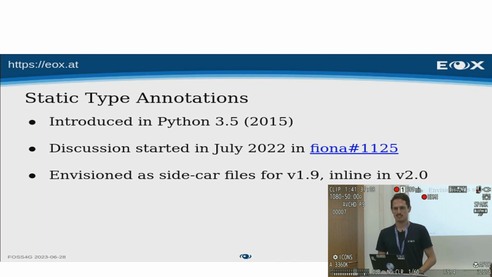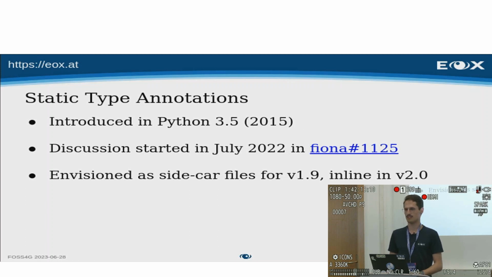Static type annotations for Python were introduced in Python version 3.5, which was released 8 years ago. The type annotations gained widespread traction in the Python ecosystem, but not so much yet in the geospatial part of the Python ecosystem. So the idea is to find errors in your Python code before actually running the code. So by static analysis and comparing the types that you use in the code, you are notified about errors that might occur when you run the code later.